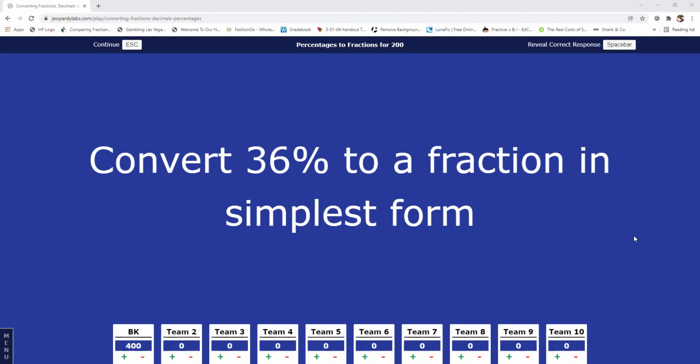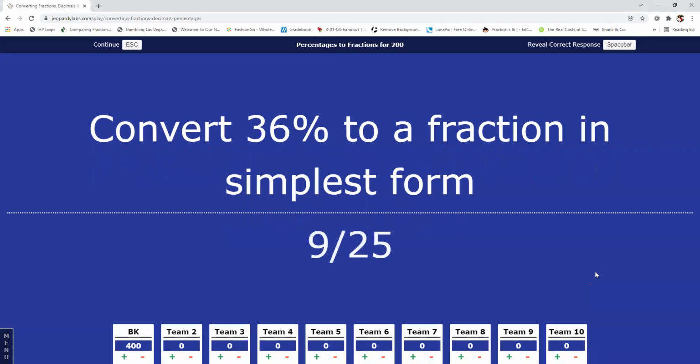All right, so convert 36% to a fraction in simplest form. When you see simplest form, that means you have to reduce it all the way down. Most of the time, fractions are reduced anyway, but just be aware that it could be presented to you whether it's reduced or not. All right, so the correct answer is going to be 9/25. So how do we get there? Same thing that we did last time. The extra step was just in the fact that you have to actually reduce.